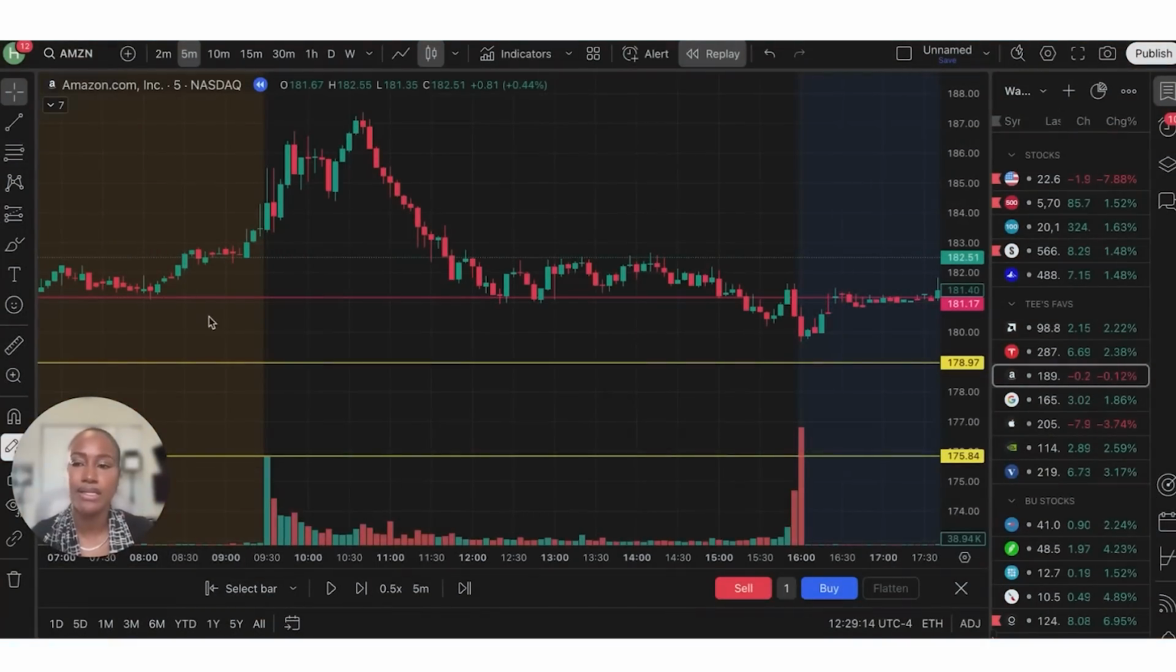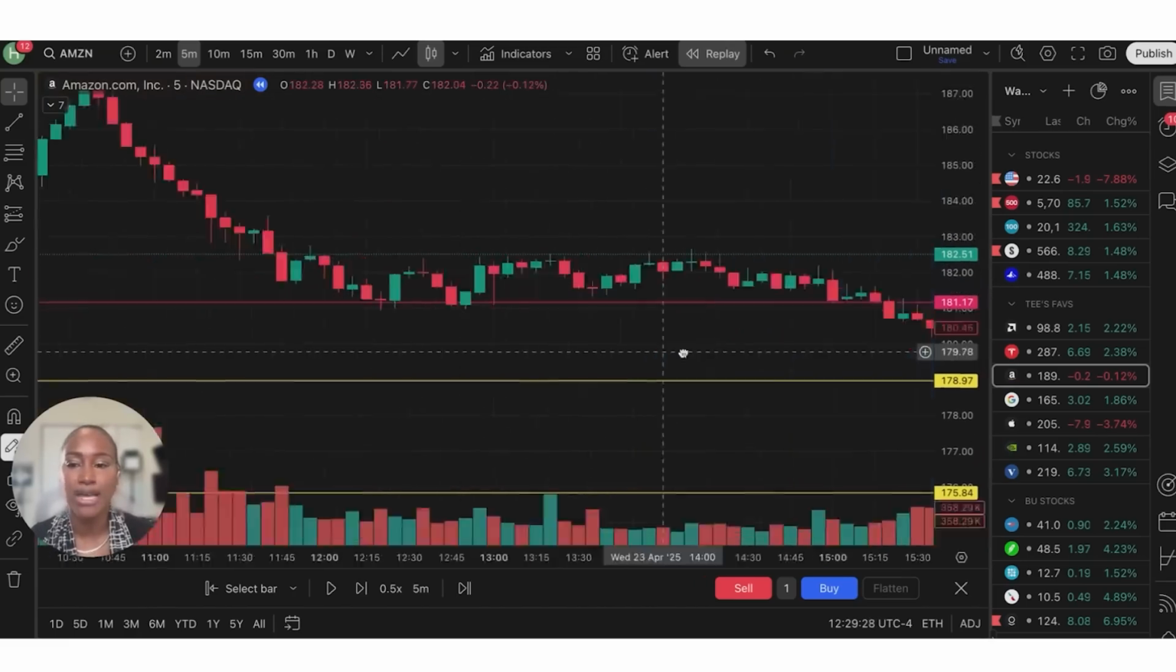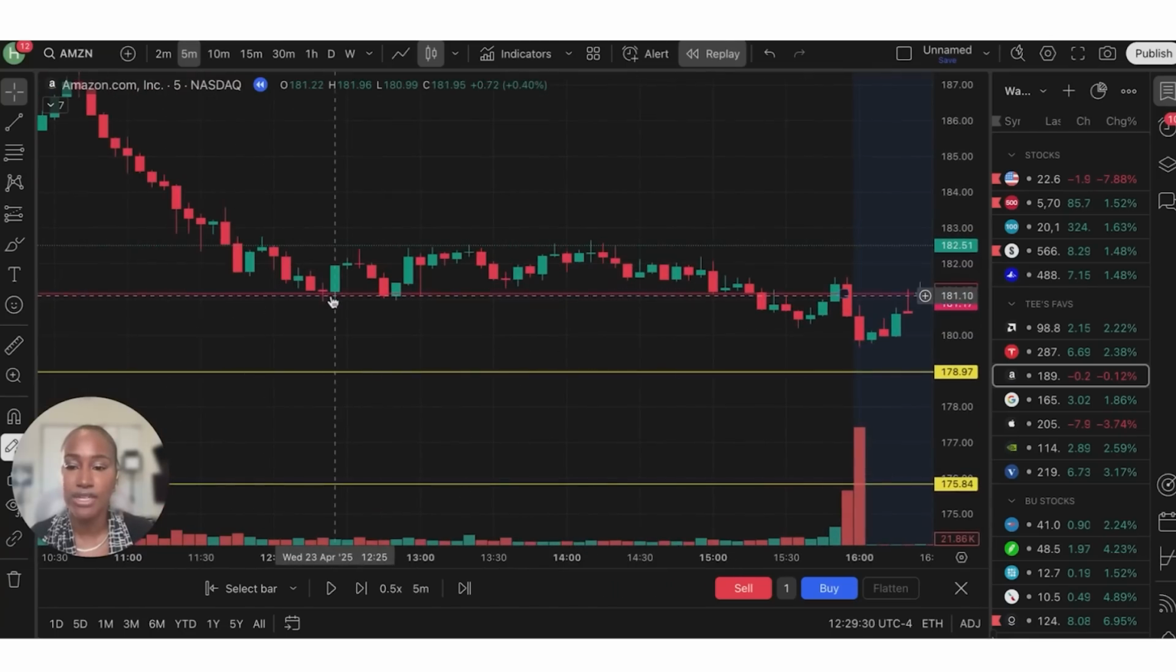All right, y'all. So here is another chart. We're on Amazon, and I'm just using this as an example of key levels. And like I told you before, levels are simply where price has reacted. So as you can see on this red line here, price has reacted here. Every time price came down, it stopped and bounced up a little bit.